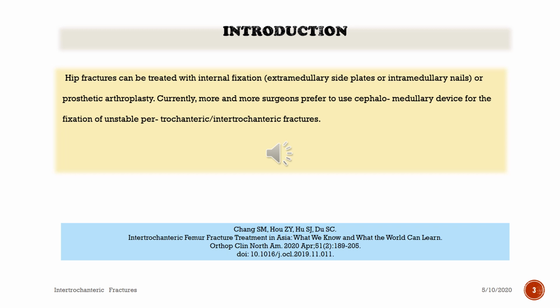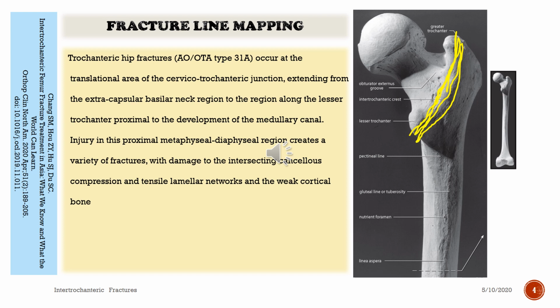Fractures occur at the cervicotrochanteric junction, extending from the extracapsular basilar neck region to the lesser trochanter. And this region has important features. This metaphyseal-diaphyseal region creates a variety of fractures with damage to the intersecting cancellous compression and tensile lamellar networks and the weak cortical bone.